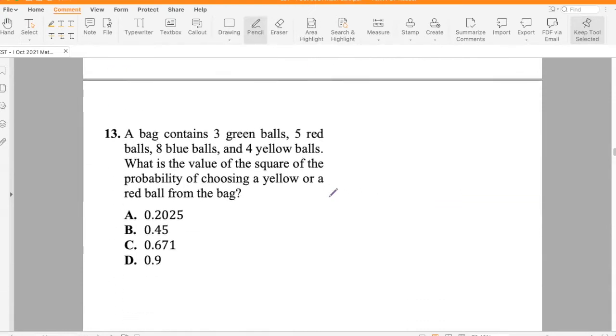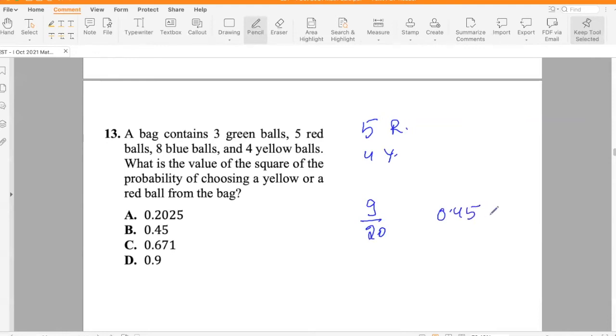A bag contains 3 green balls, 5 red balls, 8 blue balls, and 4 yellow balls. What is the value of the square of the probability of choosing a yellow or a red ball from the bag? Okay, so there are 5 red and 4 yellow. And the total is 5 and 3, 8 and 8, 16 and 4, 20. So out of 20, there are 9 ways you can get a red or a yellow ball. So that's 9 by 20, which I can write as 0.45, right?